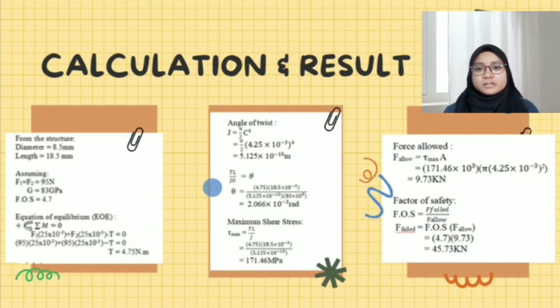Finally, to find the force felt, we will be using the formula of factor of safety, where FOS is equal to force felt over force allowed. And we already assumed the value of FOS, and the force felt that we get is equal to 45.73 kilonewtons. Okay, that's all. Thank you.